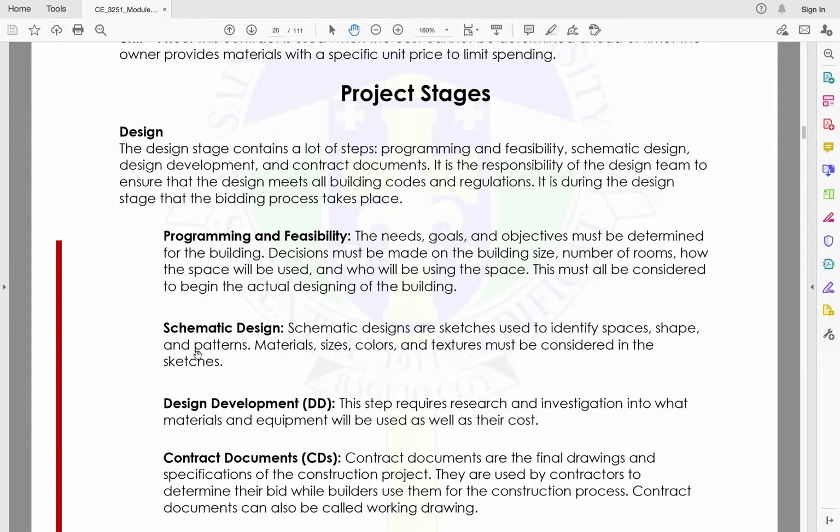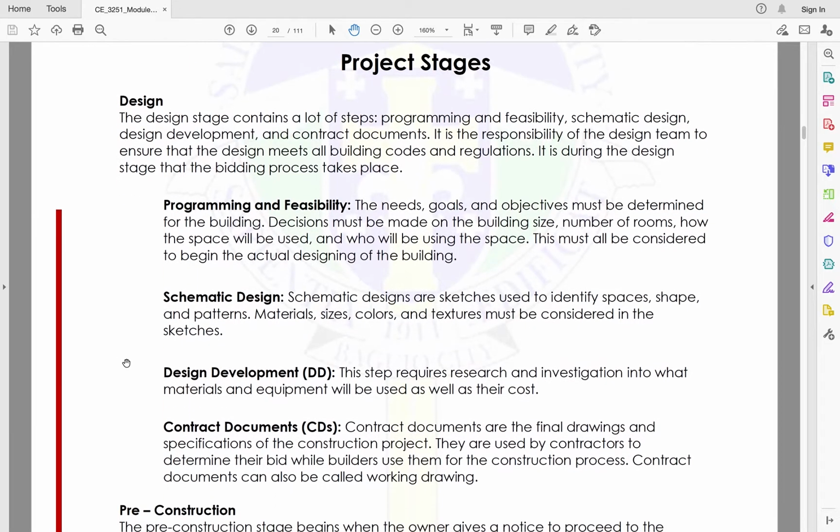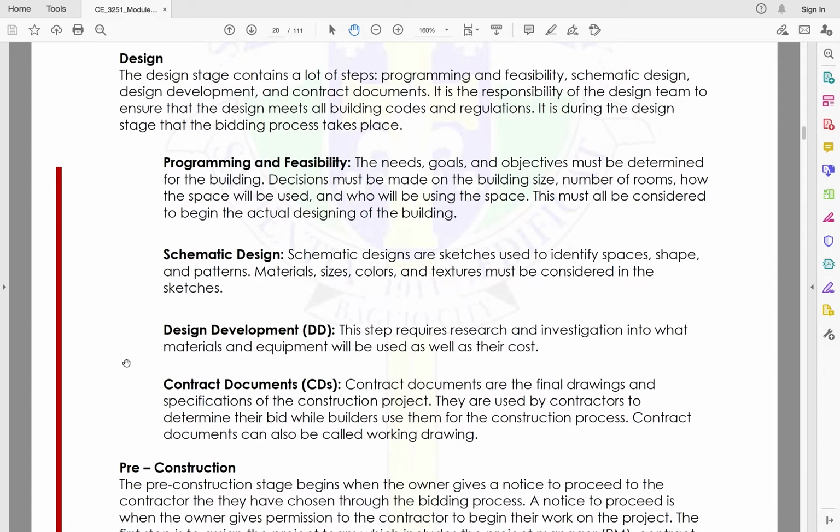Next would be the schematic design. So, schematic designs are sketches used to identify spaces, shape, and patterns. Materials, size, colors, and textures must be considered in the sketch. Okay? So, dito natin ipapakita kay client kung okay ba yung ganitong plano. Okay? Sa schematic design. So, ito yung rooms, ganito kalaki yung rooms, ganito yung mga ilalagay na finishing touches, yung mga ganon.